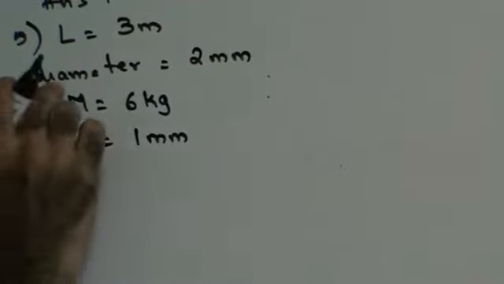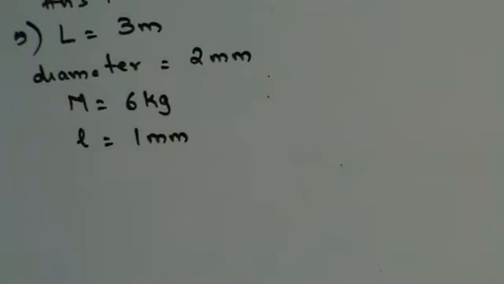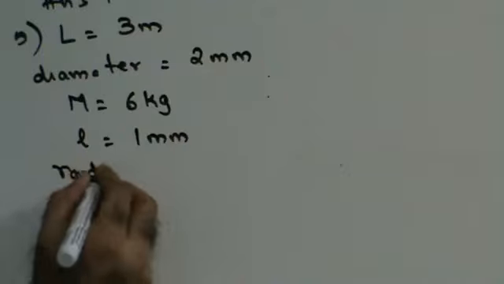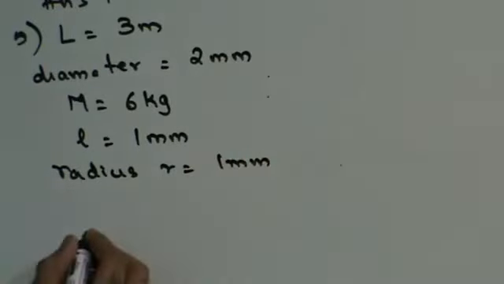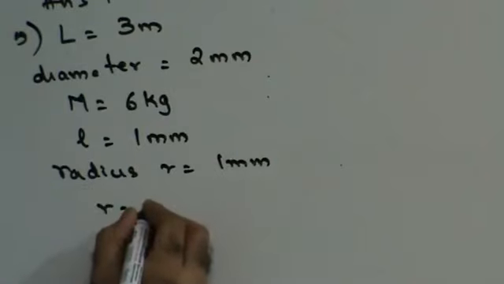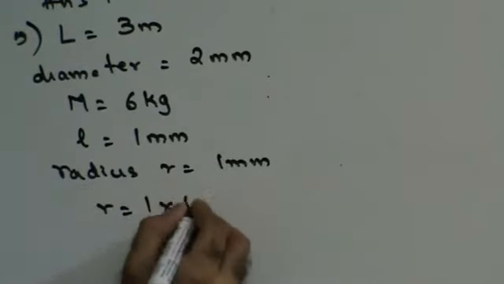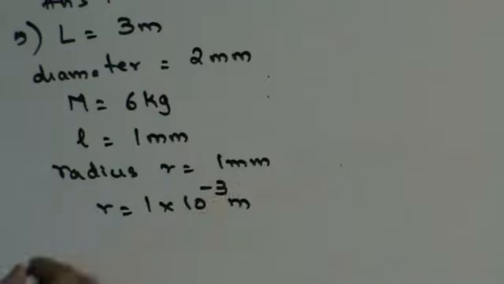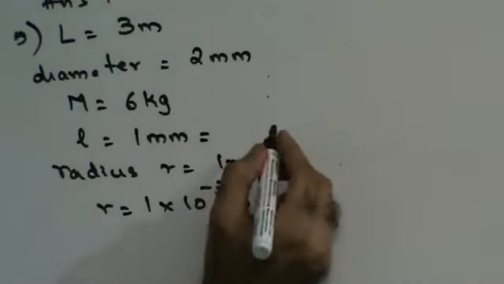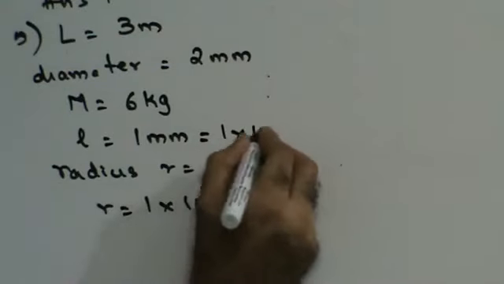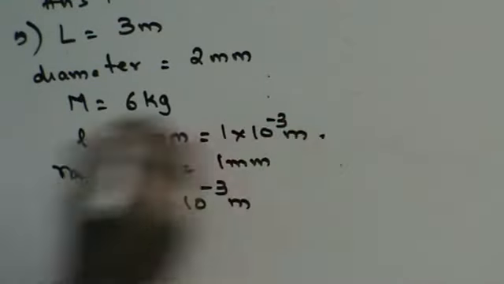Now, first of all, if diameter is given to you as 2 millimeters, you can find out the radius. I can say radius R will be 1 millimeter. Radius is half the diameter. Convert from millimeters to meters. How do you do that? Multiply by 10 raised to minus 3. Extension is 1 millimeter. Again converted into meters. How do you do that? Multiply by 10 raised to minus 3.